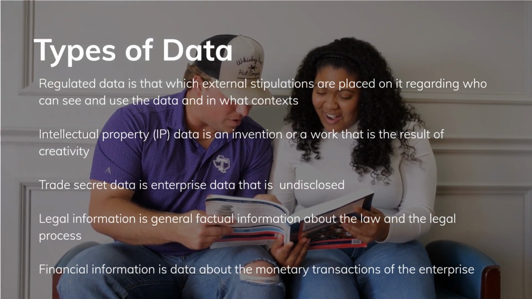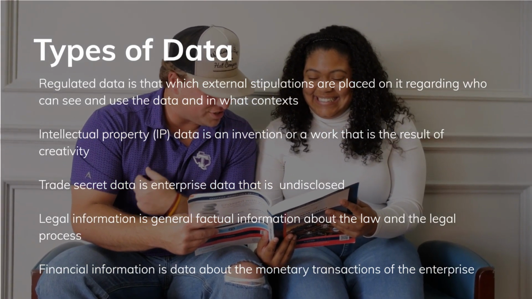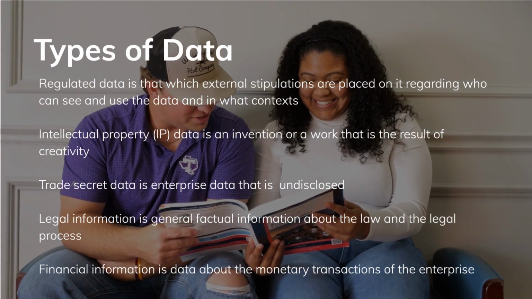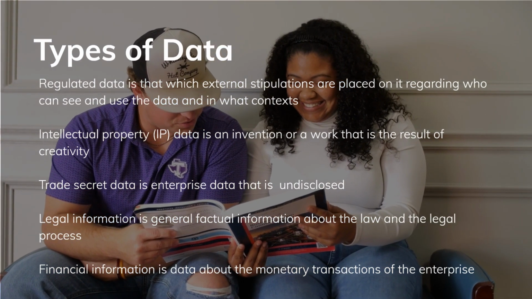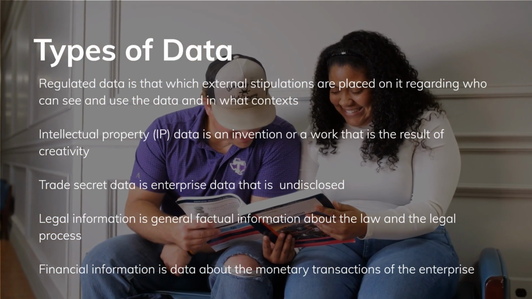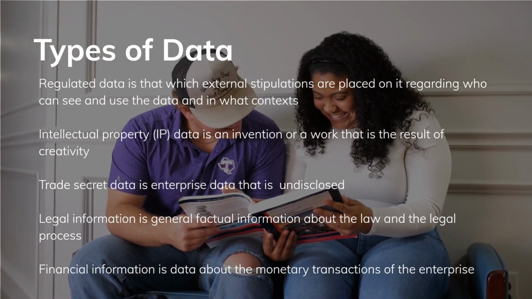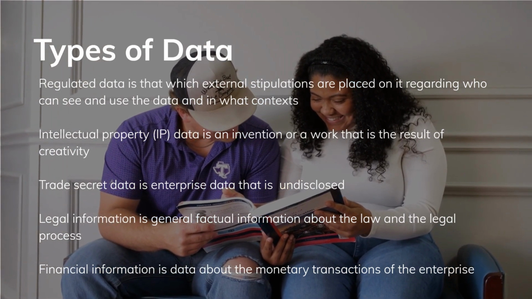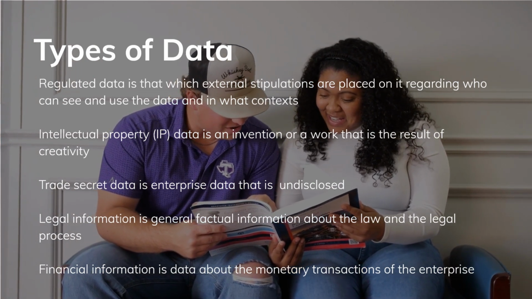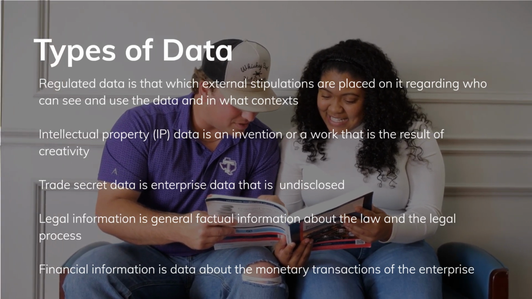Legal information. This encompasses general factual information about the law and the legal process. It includes documents such as statutes, case law, legal opinions, and court records. While some legal information might be public, sensitive legal strategies or case details require protection. Financial information. This includes data about the monetary transactions of the enterprise, such as revenue, expenses, profits, losses, and other financial metrics.